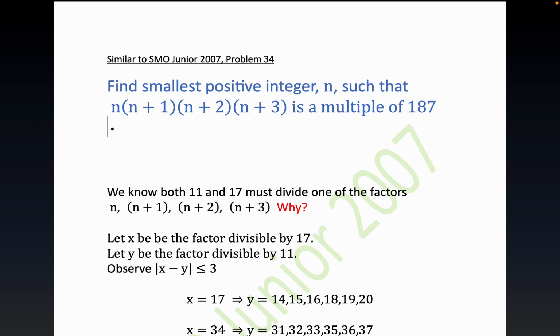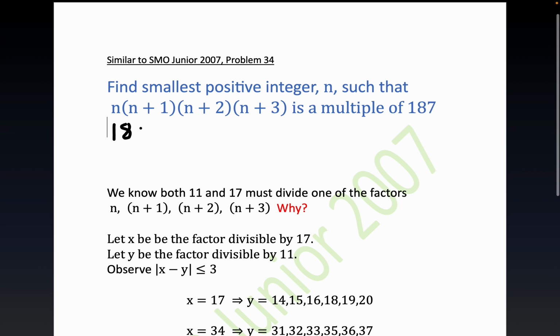This is an interesting SMO junior problem, and the first thing I'm going to do to get started here is just write down the prime factorization of 187. It's easy to establish that 187 is equal to 11 times 17. Both of those are prime numbers. So 187 is equal to 11 times 17.